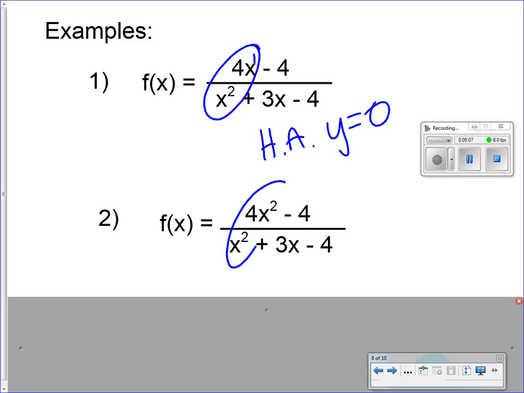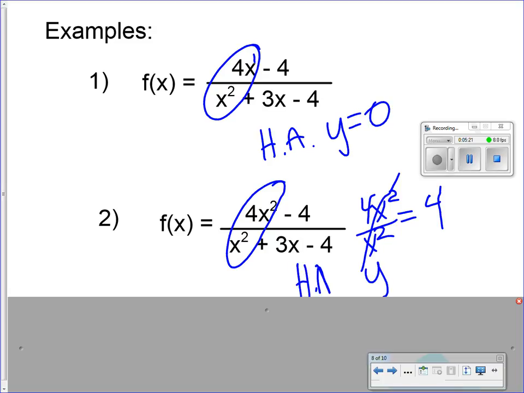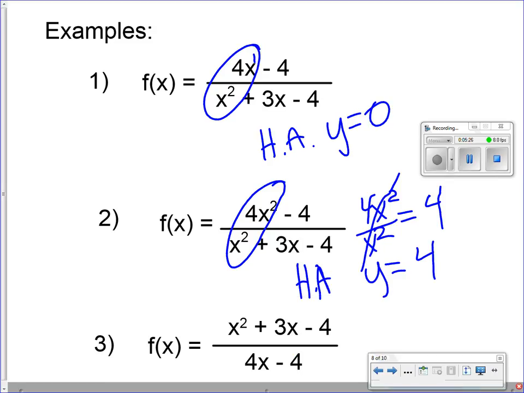What if your leading terms have the same x? You can just pull out the leading terms, and you get 4. So there's a horizontal asymptote at y equals 4. And the last scenario, what if the degree in the numerator is greater? This would be an example of a slant asymptote. So we have the equation when it's at the axis, the equation when it's not at the axis.